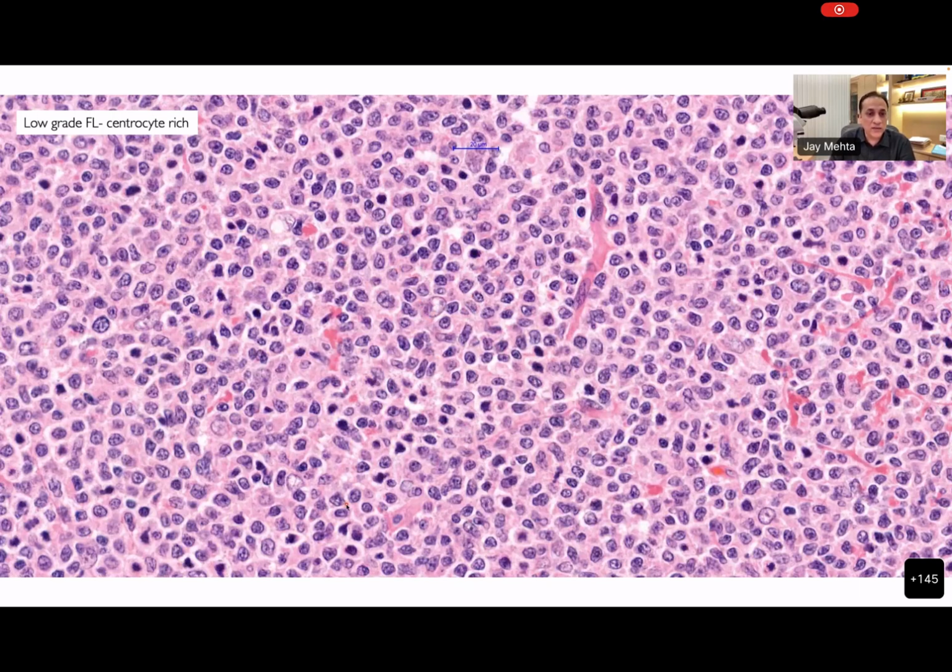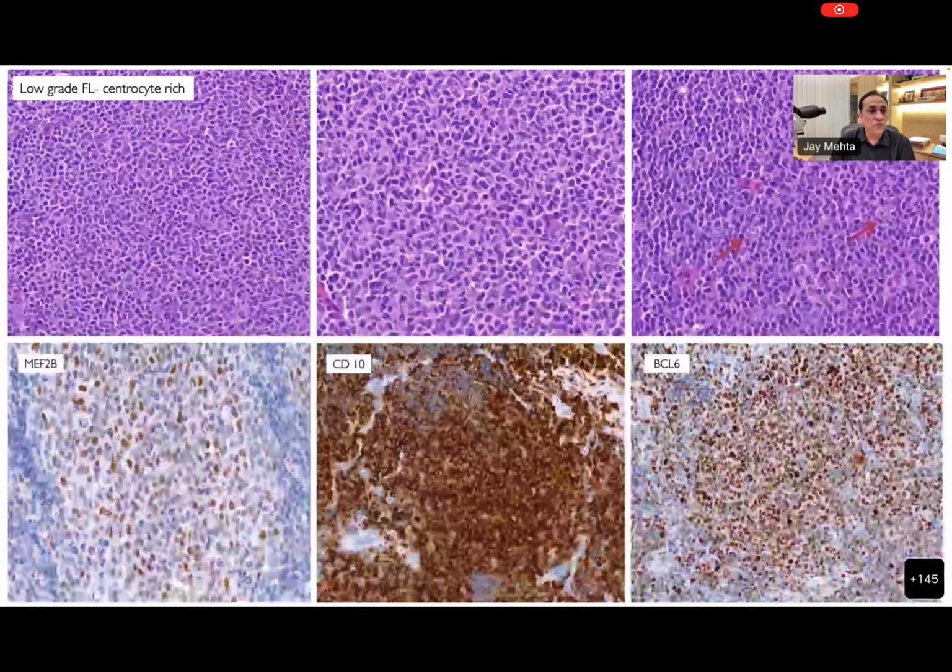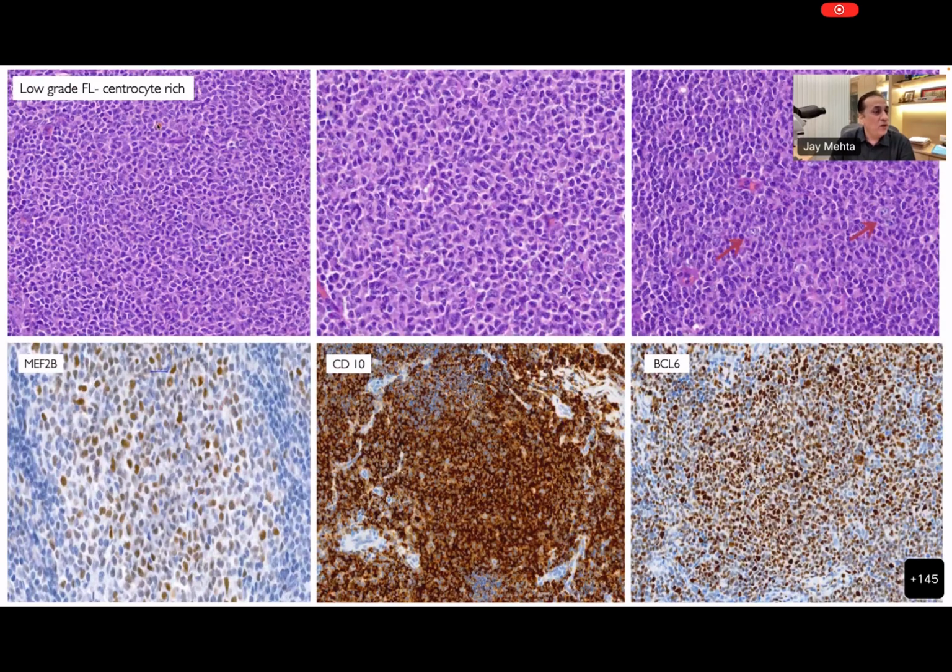These are all follicle center cells. You're not seeing any polarization here, hardly any centroblast. This is not a reactive follicle, but one involved by a follicular lymphoma. And when it's a follicular lymphoma which is centrocyte-rich, it tends to express CD10 brightly. BCL6, which is also a follicle center marker, is expressed by the follicle center cells.